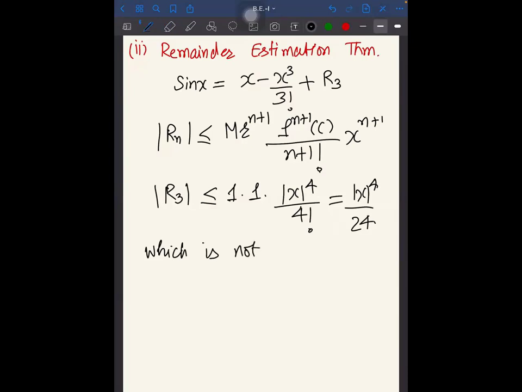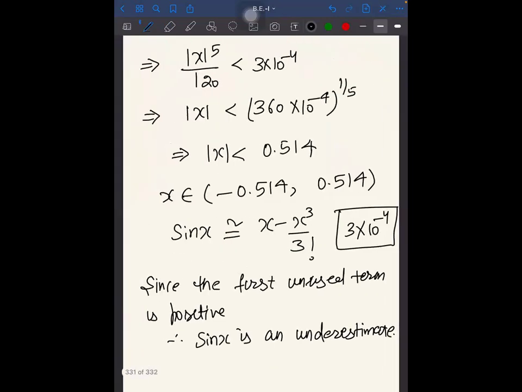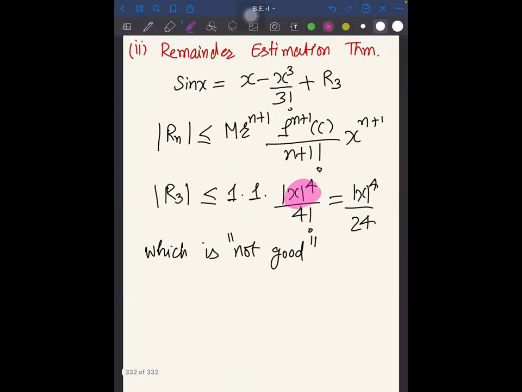Which is not good. And that not good factor, look, here we have x^5, right? And here we have x^4. Why is that? So that is the difference which I want to explain over here.